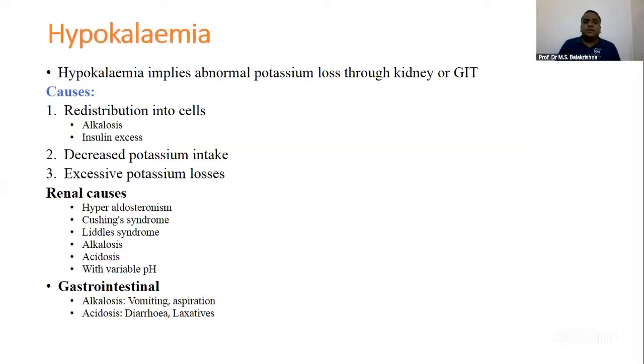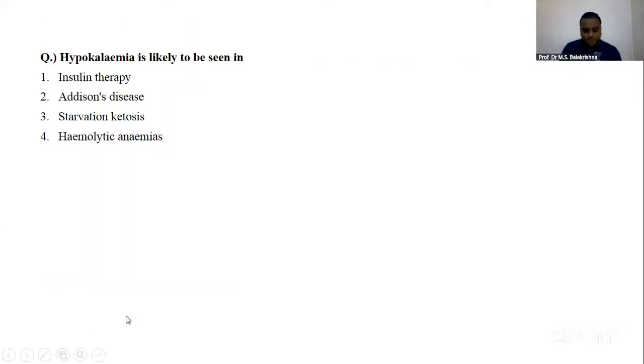Hypokalemia, this is all your acid base balance. There you should know hypokalemia is a decrease in the potassium. Hypo means less. The causes of this are potassium redistribution, decreased potassium intake, or excessive potassium loss. Renal problems and GIT problems can also aggravate hypokalemia. So the question: hypokalemia is likely seen in insulin therapy, Addison's disease, starvation, hemolysis. It is likely seen in the first one, that is insulin therapy.